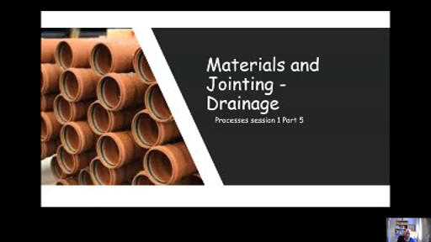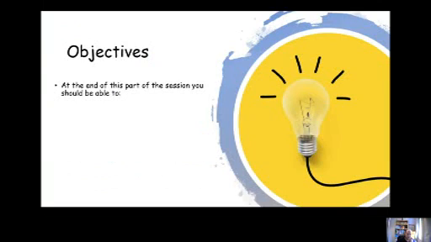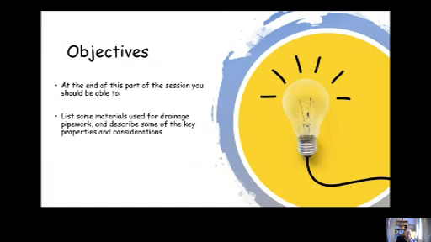at Processes Session 1 Part 5, which is looking at the materials and jointing which we'd use for drainage pipe. So at the end of this part of the session, I want you all to be able to list some of the materials used for drainage and describe some of the key properties and considerations we should make when installing that material.